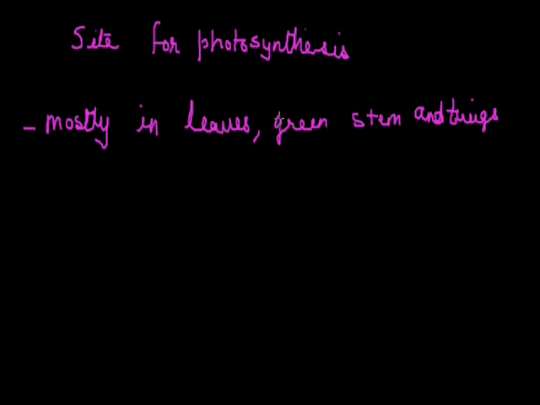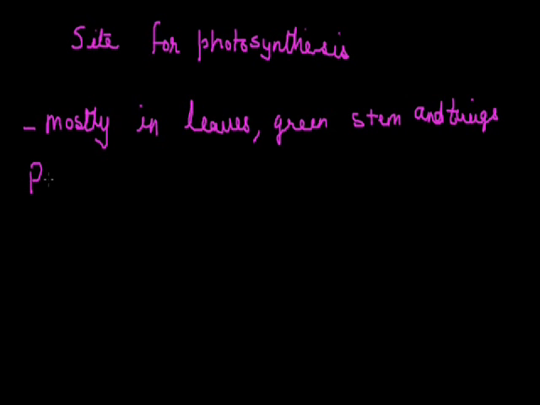Internally, the leaf contains various tissues. Mesophyll is the most important tissue. Most photosynthesis occurs in these tissues. The site for photosynthesis is different in prokaryotes and eukaryotes.